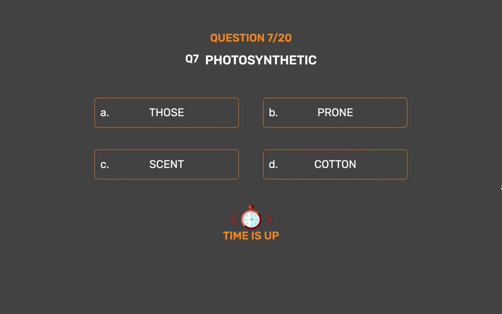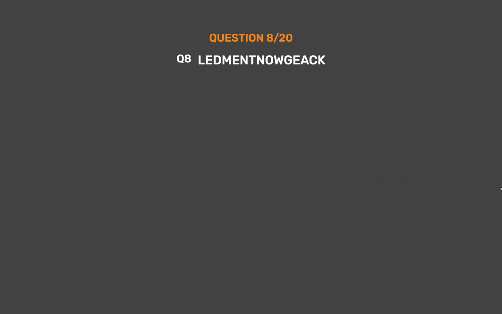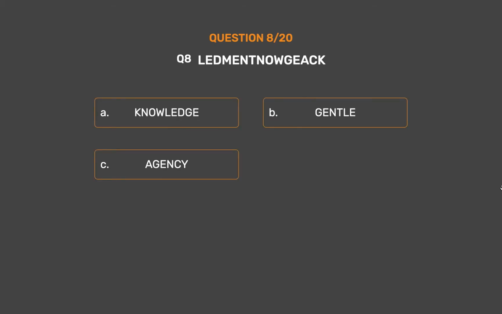The correct answer is option B. Prune. Question number 8. Ledment Nogayak. Option A. Knowledge. Option B. Gentle. Option C. Agency. Option D. Lodge.